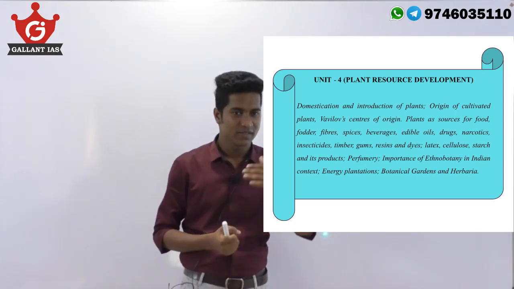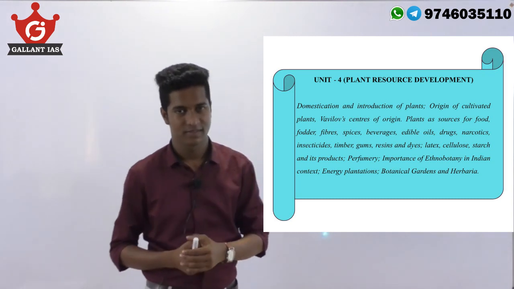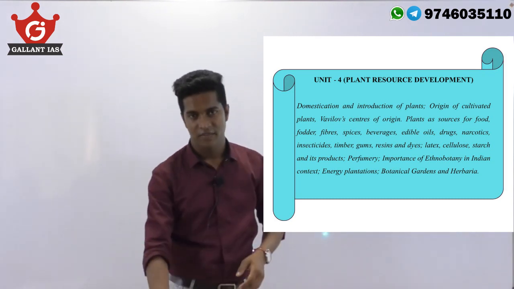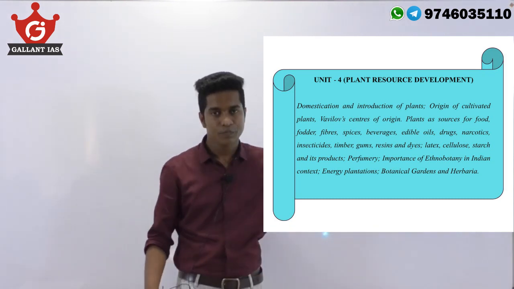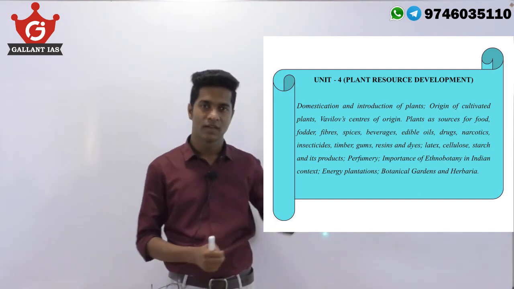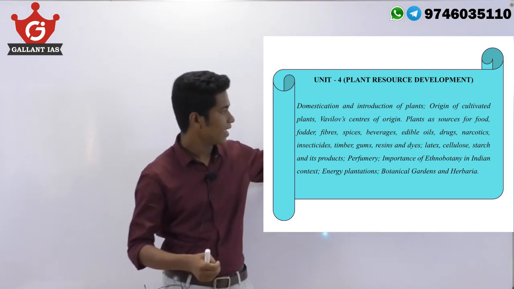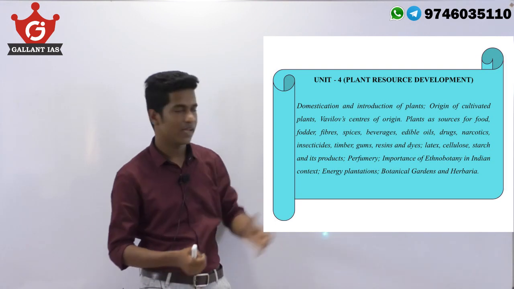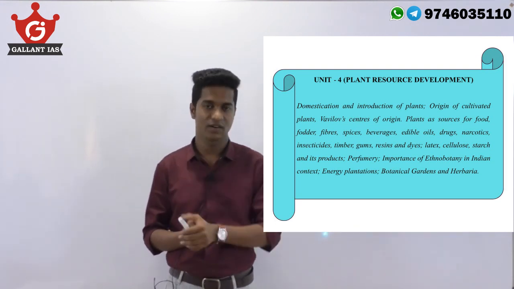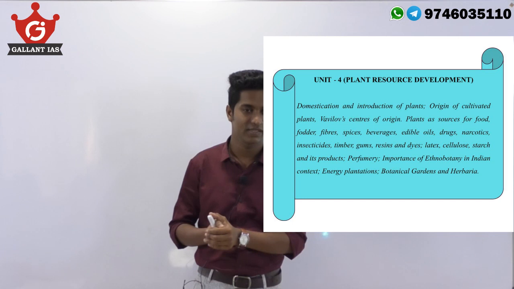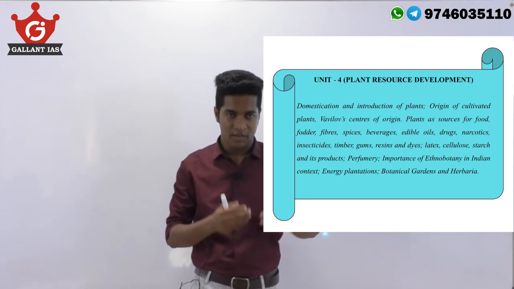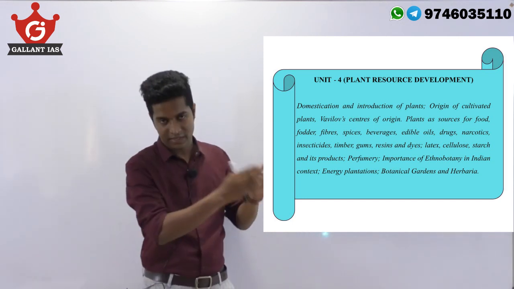And the fourth unit is plant resource development. From the name itself, we can identify the important areas of this unit. Plant as a source for food or fiber, spices, beverages, medicines, narcotics. As we know, plants have different applications, and they can be used in many other things.